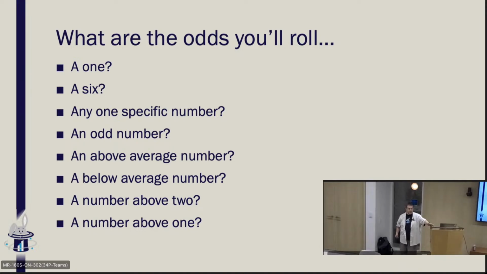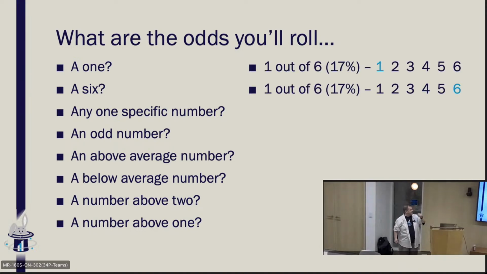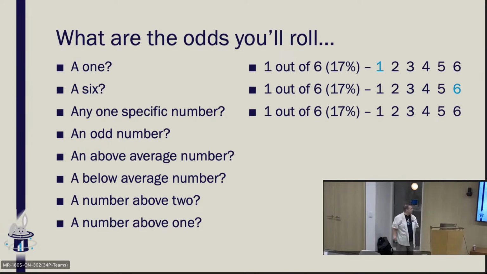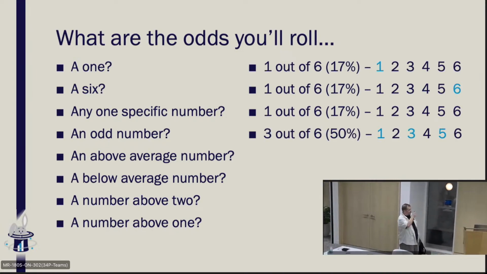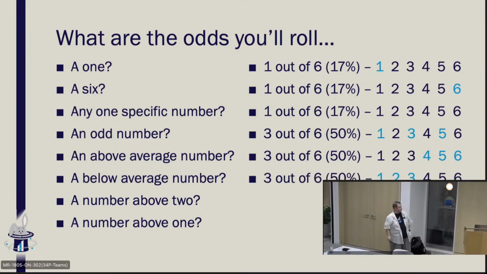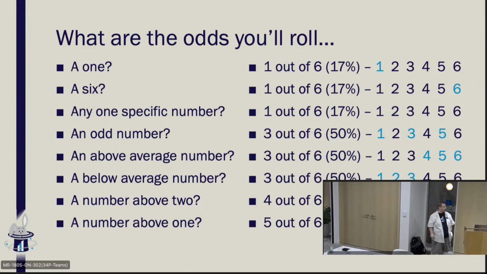5 out of 6. By the way, I had the answers here, and I meant to push the clicker button, but you're absolutely right. 1 out of 6, 1 out of 6, 3 out of 6, and you'll see the numbers are highlighted: 1, 3, and 5; 4, 5, and 6; 1, 2, and 3; 3, 4, 5, 6; and 2, 3, 4, 5, 6.